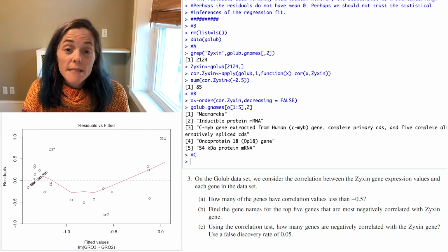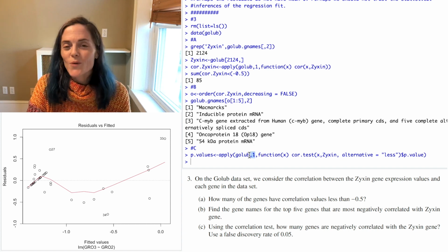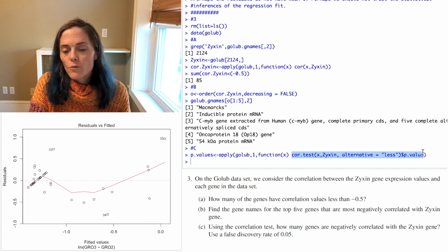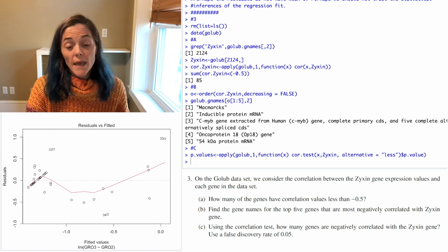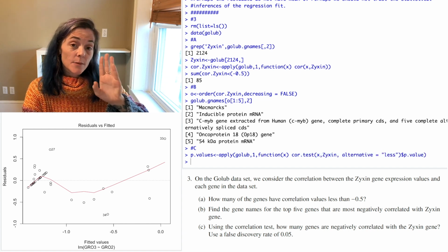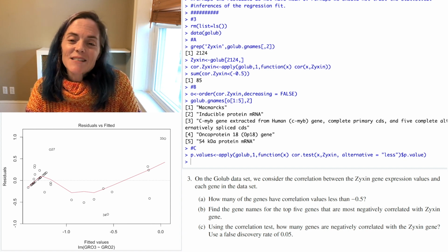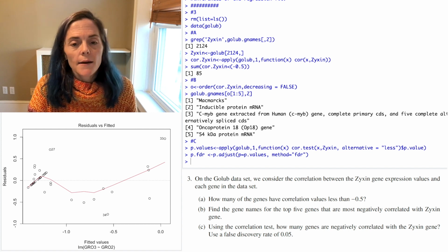We are going to use the apply function again. We apply to the rows of the Golub data the function where we run this cor.test and then ask for the p-value. Okay, this is my unadjusted p-values. Now I can use the p.adjust function, and I'm using a Benjamini-Hochberg correction here.